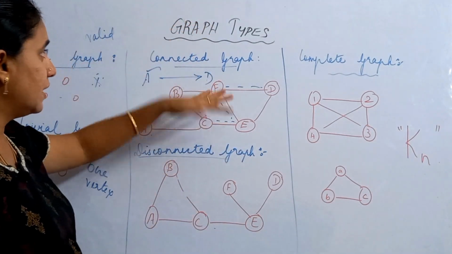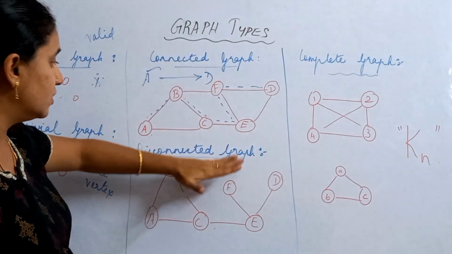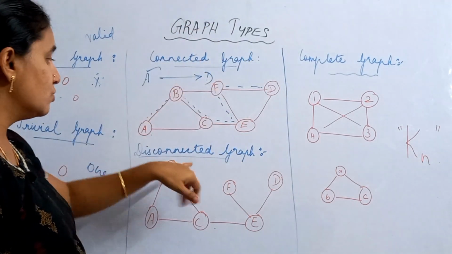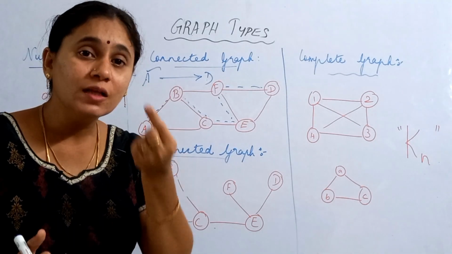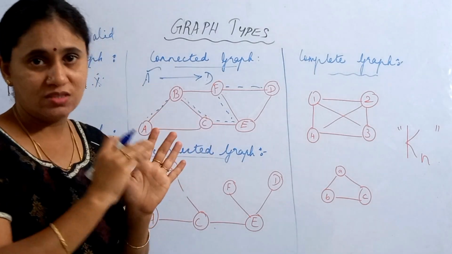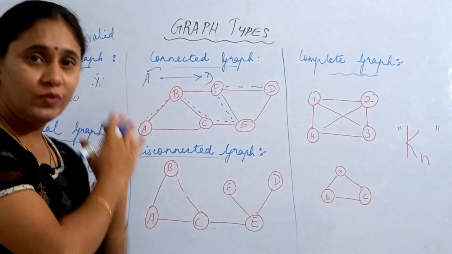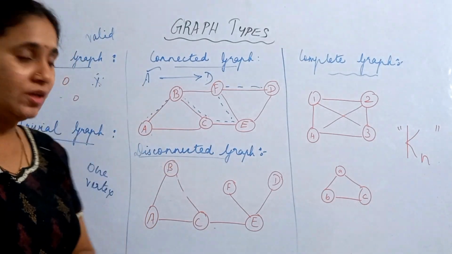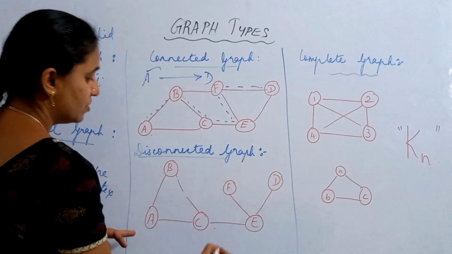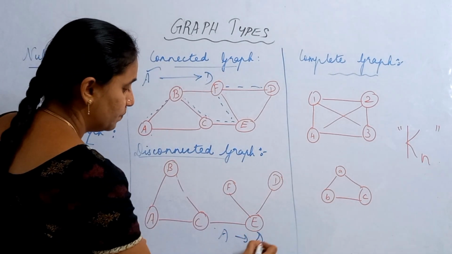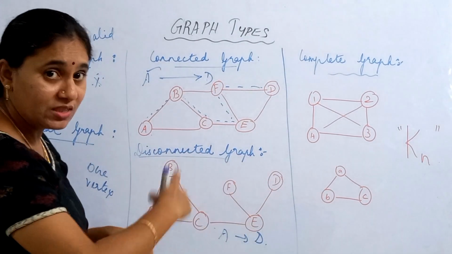So a disconnected graph is just the opposite of the connected graph. So in a disconnected graph we cannot find even a single path to visit all the vertices in order to reach between the source and the destination. Okay, so shall we check here? See, for example, again I want to start from A to D. Okay, we will see what all the vertices present.